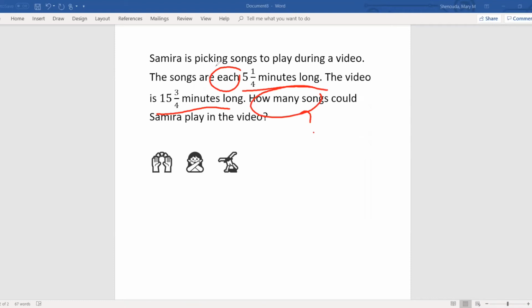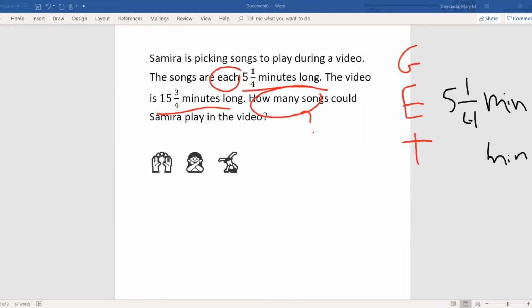Because I saw the keyword each, I know that I need to set up my GET. Usually the easiest letter to start solving for in GET is each. In this case, I'm given each to be 5 1/4 minutes long. So I'll put 5 1/4 minutes for each. We know that each and total always have to have the same unit. So total also must be in minutes. The only other minutes I'm given is 15 3/4. That leaves me with G, which, according to what the question is asking me, is the number of songs.